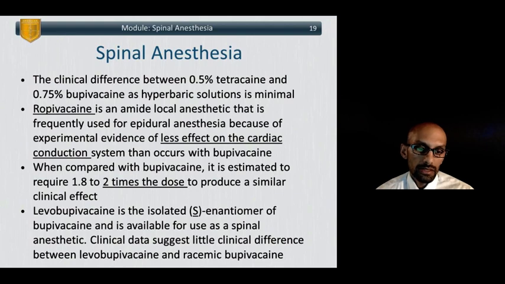Levobupivacaine, again, similar to bupivacaine overall kinetically, less cardiac toxicity, but more expensive because it's the isolated isomer of the drug.